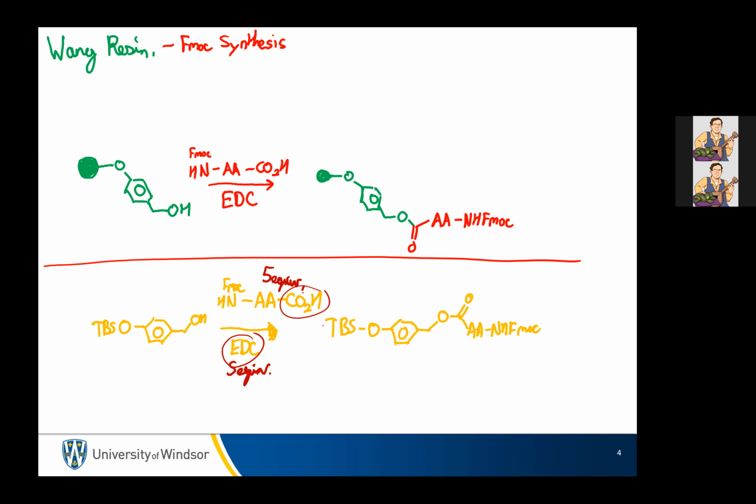Except now, if this goes to completion, I've got 4 extra equivalents of this amino acid present and 4 extra equivalents of this EDC stuff. And so now I'm going to need to run a column. I'm going to need to clean this up. I'm going to need to do workups. I'm going to need to do all sorts of stuff to remove the unreacted amino acid from the product. That's not a lot of fun.